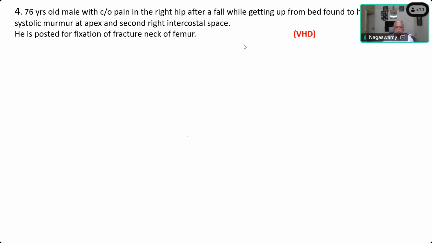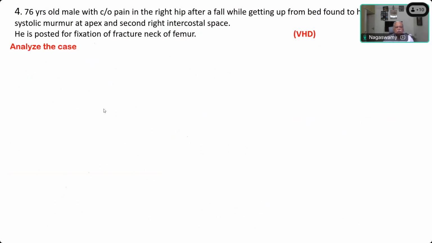Third question again is a valvular heart disease problem. The case scenario is a 76-year-old male with complaints of pain in the right hip after a fall while getting up from bed, found to have an ejection systolic murmur at the apex and second right intercostal space, and he is posted for fixation of fractured neck of femur.